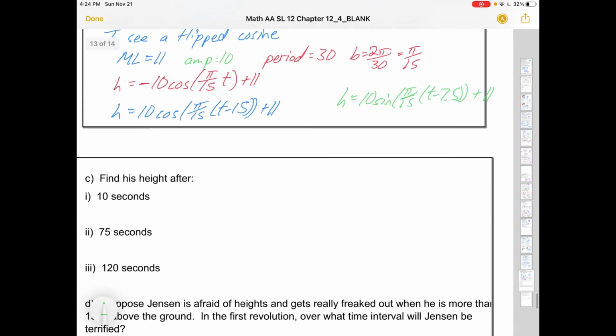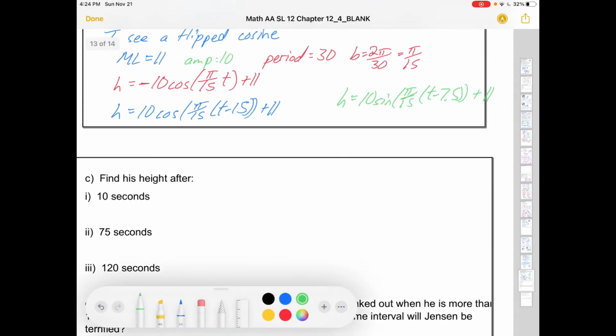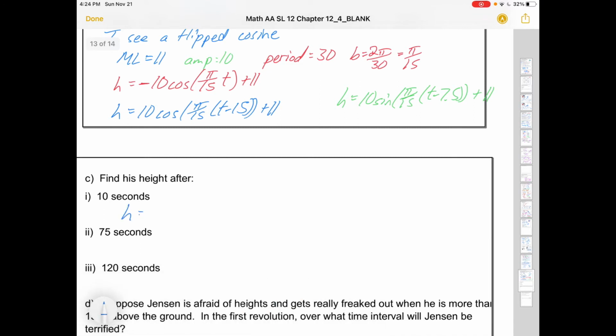Find his height after 10 seconds, so that just means subbing in some values. H is going to be, I'm going to use it from my basic function here, pi over 15 times 10. I like this version. Same thing for the next one. I just put in 75. And the last one I put in 120.